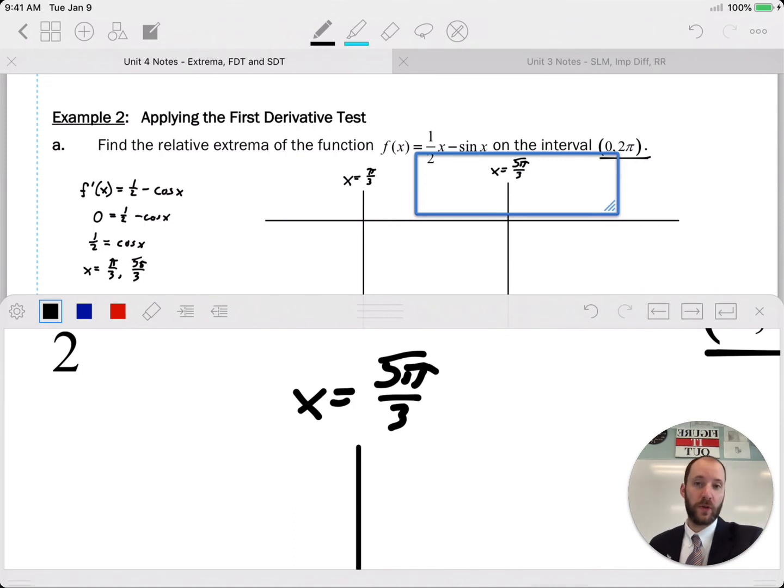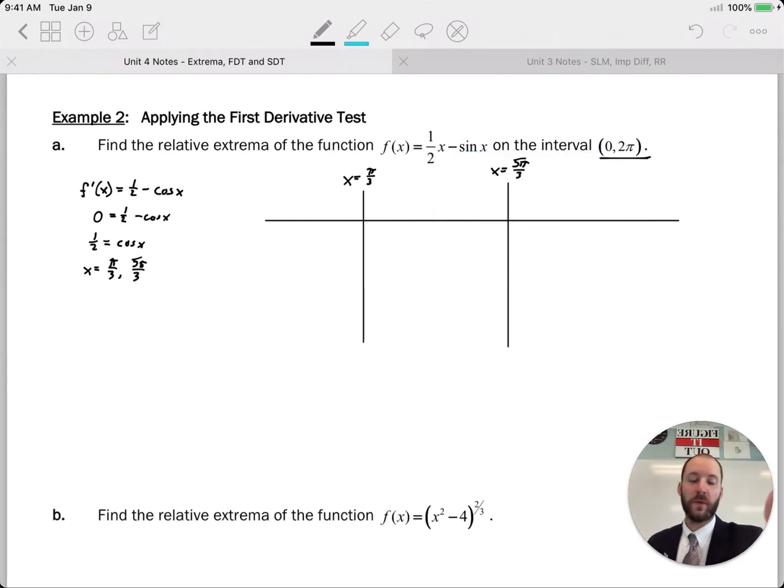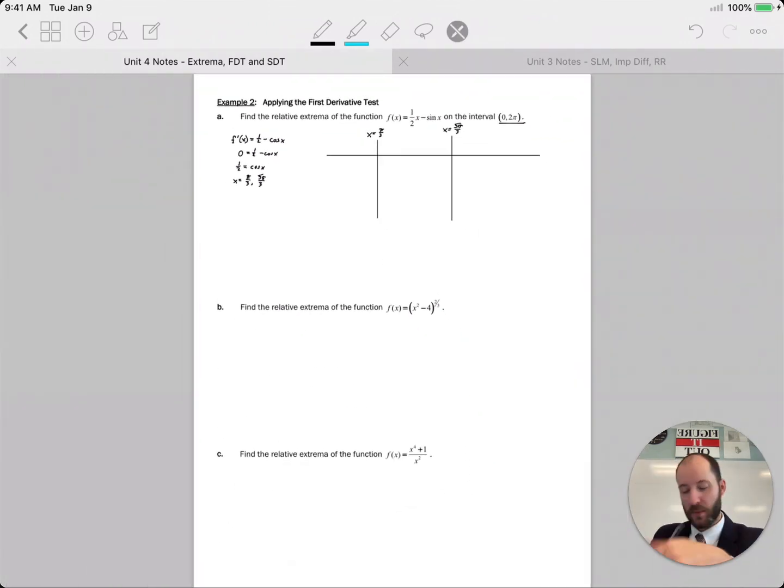Choose numbers to the left of pi over 3, between pi over 3 and 5 pi over 3, and to the right of 5 pi over 3. Plug those numbers into the derivative, and see if you have positives or negatives to look at increasing and decreasing. Where you see behavior changes is where you're going to have your extrema values. Okay, so look at A, B, and C. Check those as my completed notes.